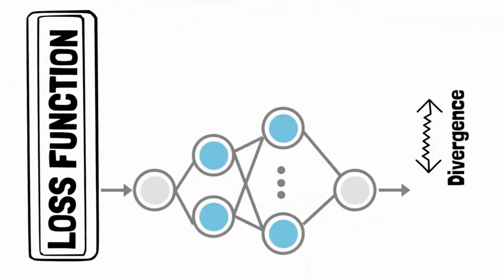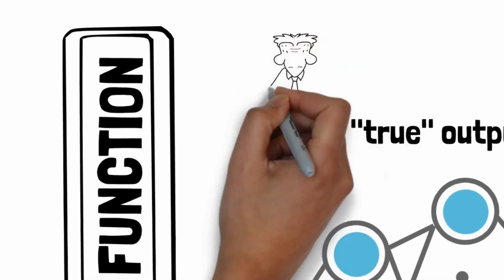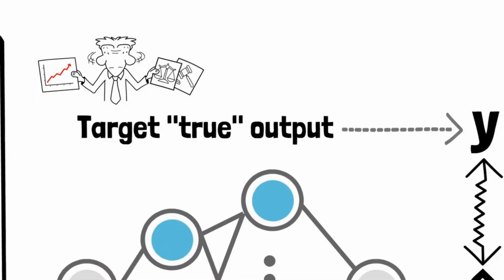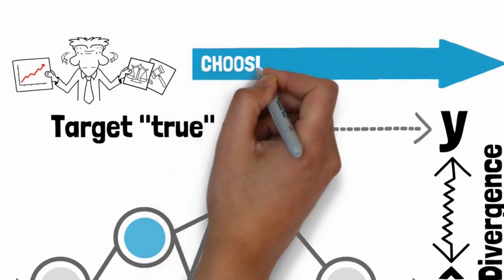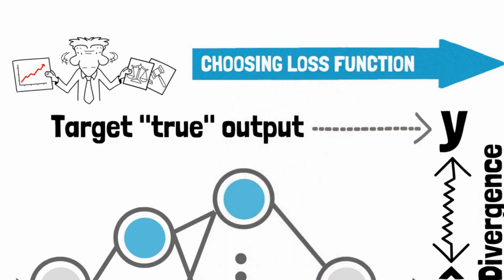The loss function quantifies the divergence between the network's output and the target output, acting as a guide for how well our network's performing. Choosing the right loss function is instrumental in training a successful model, and the choice often hinges on the nature of the problem at hand.